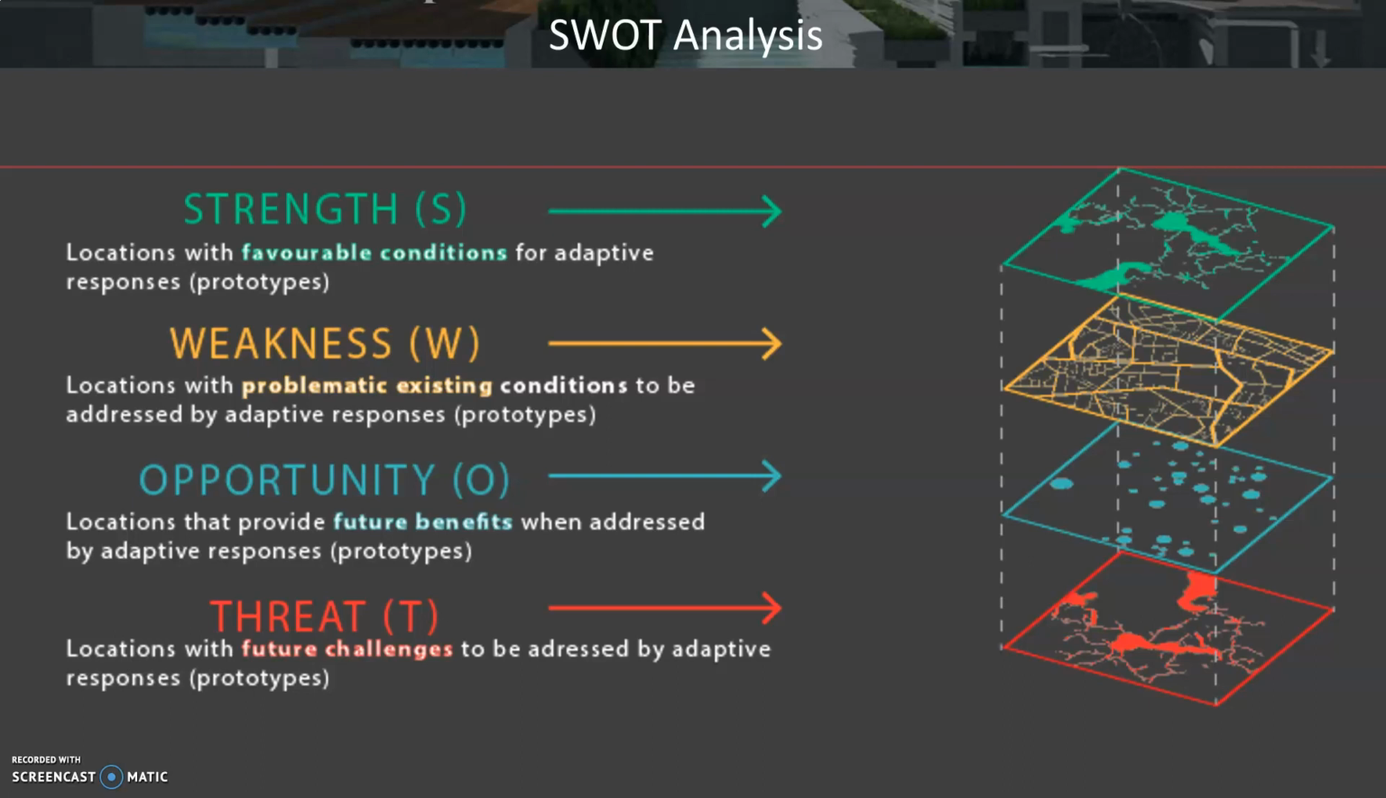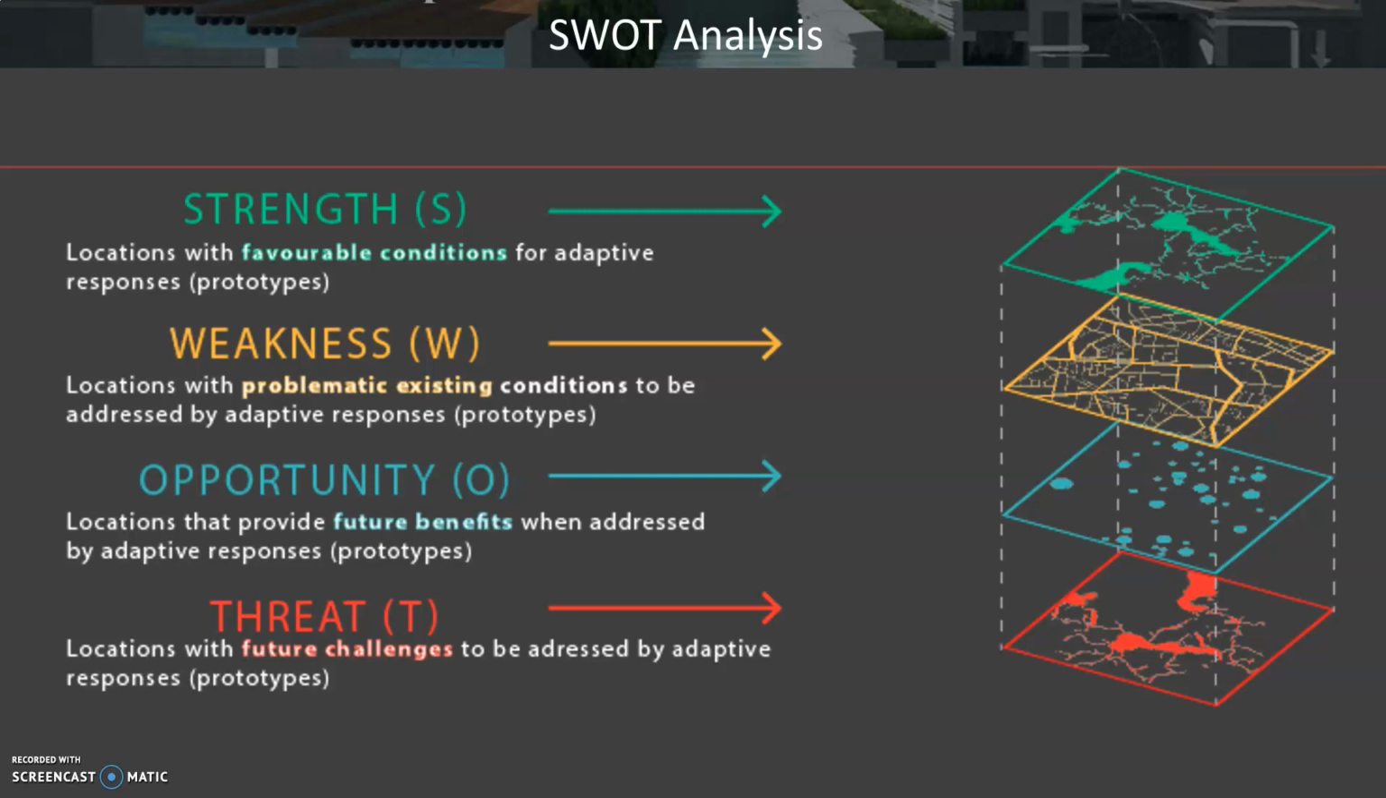Opportunity will be possible future benefits that could come out of implementing a particular intervention. And then the threat is about a challenge that is not there yet, but could be there in the future and can be transformed or addressed by the particular intervention you're proposing. To simplify the process, we have 4 fundamental maps for everyone to use.